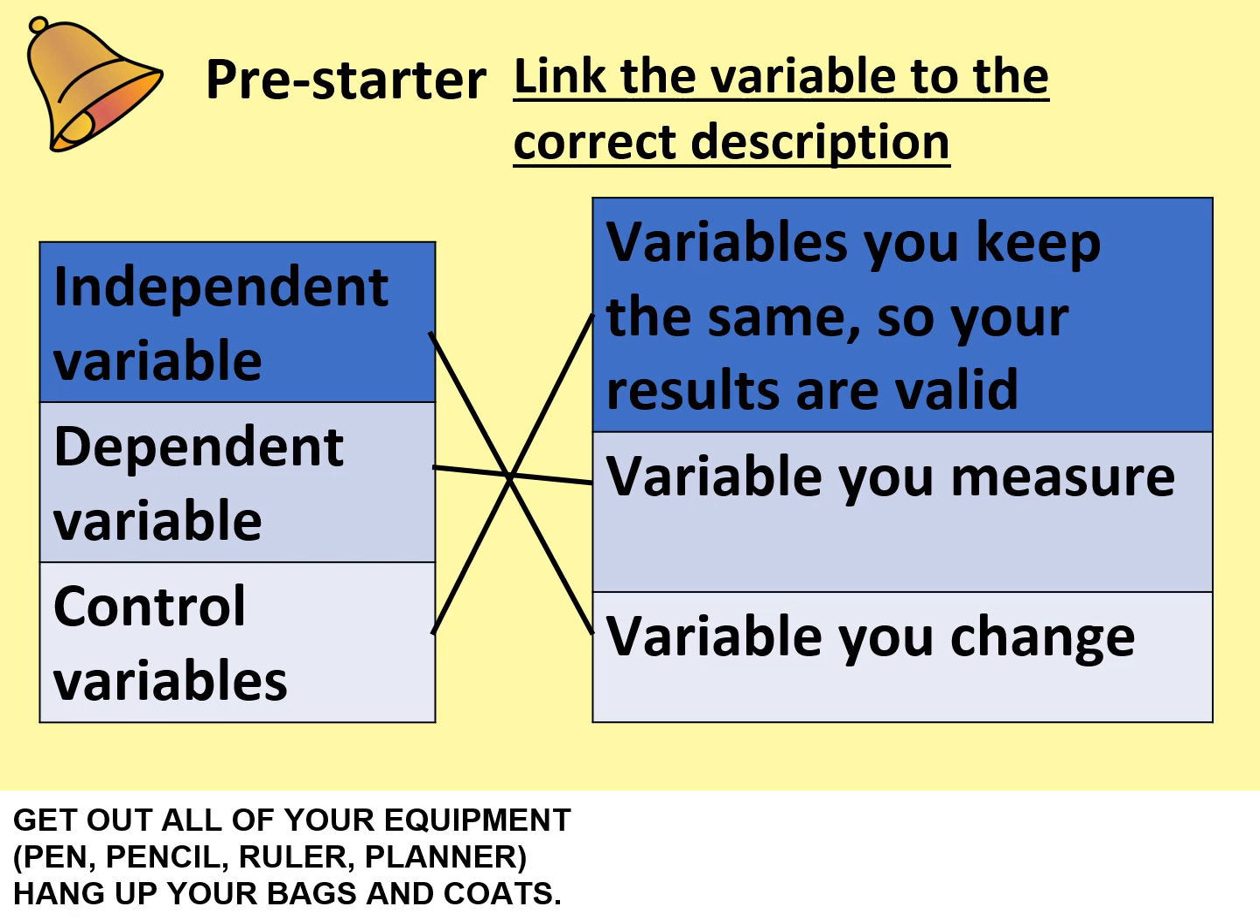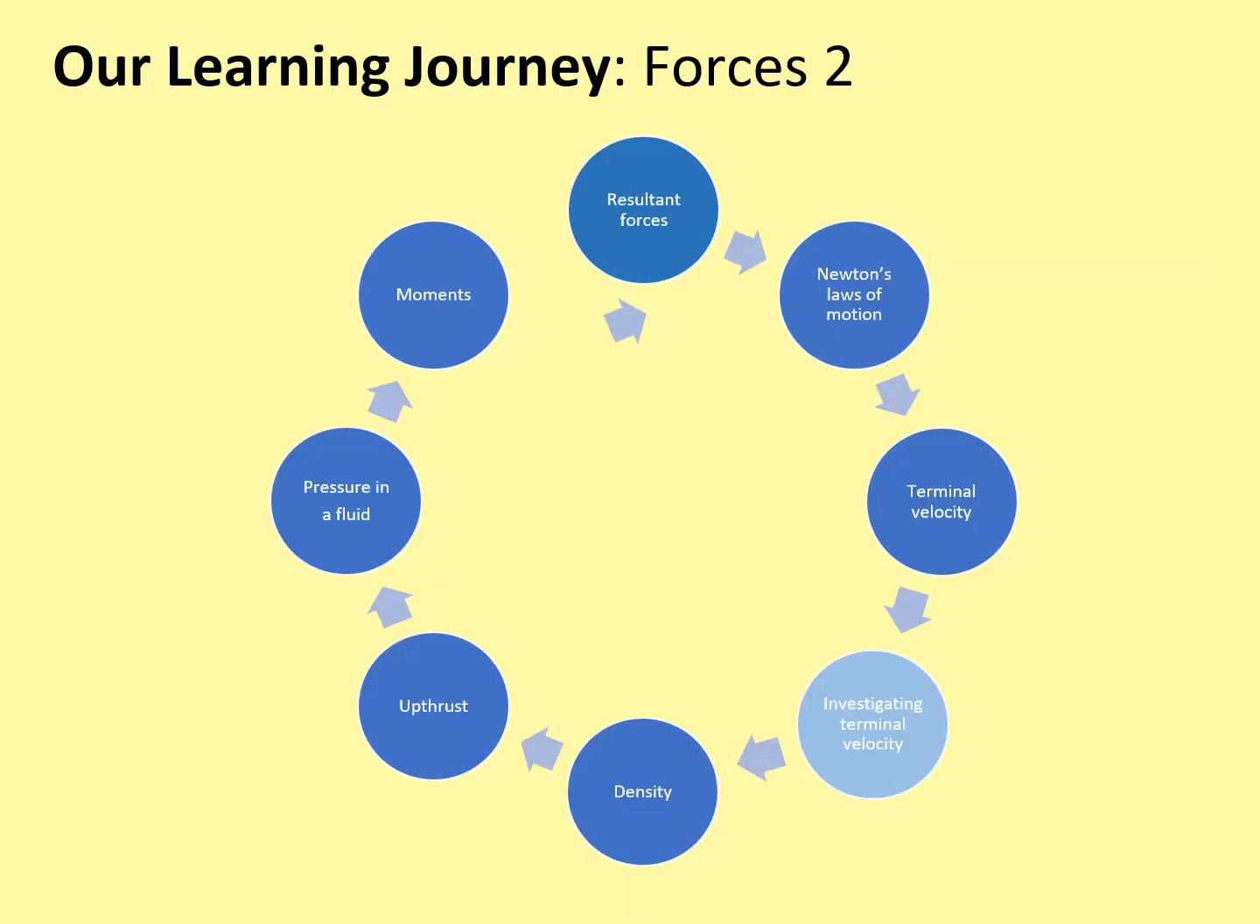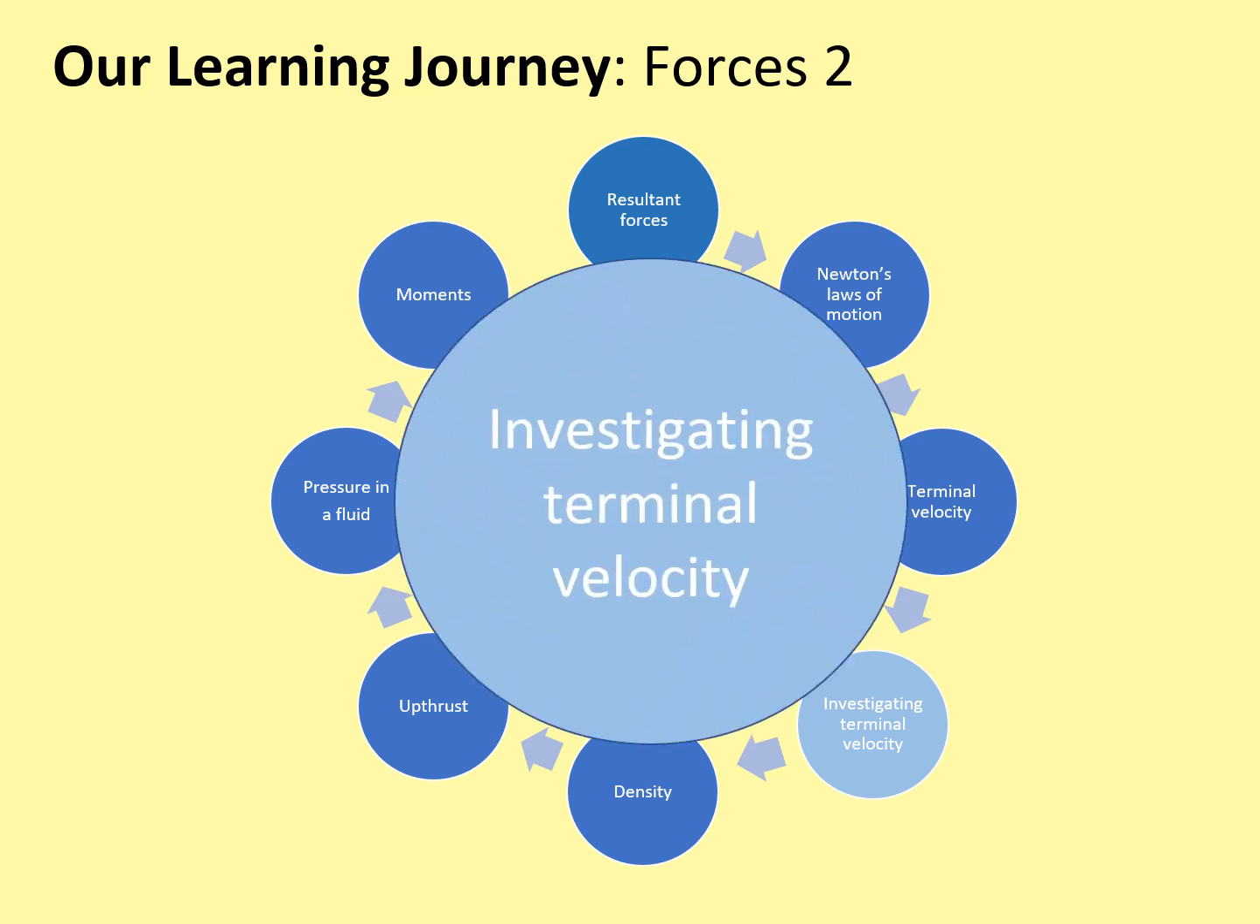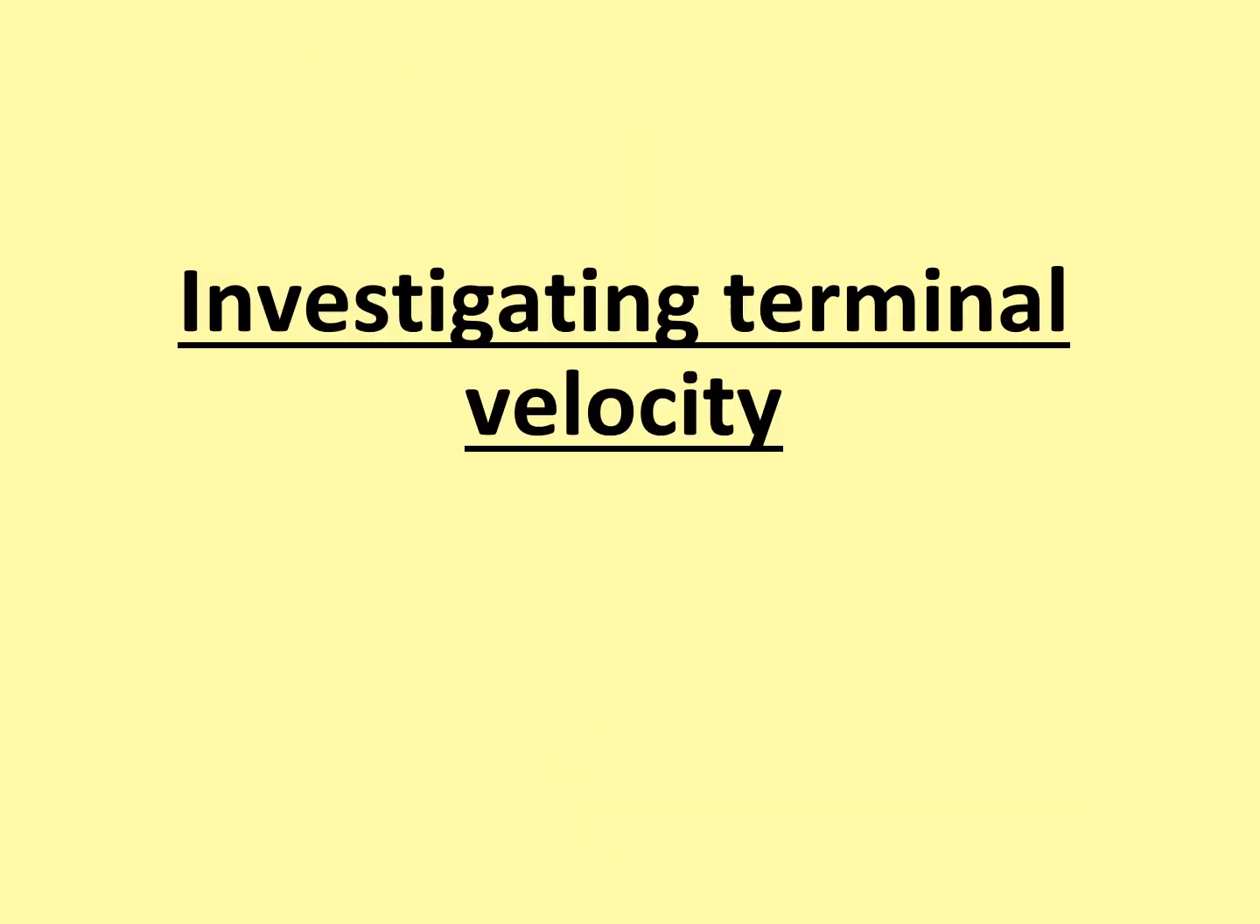This is just going to link into this experiment that we're going to do today. We are going to investigate terminal velocity. So the title is Investigating Terminal Velocity. You need it written down in your books or on your paper if you're at home, and underlined. Off you go with today's date.